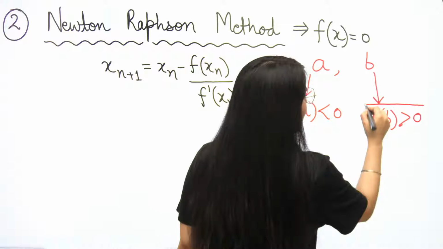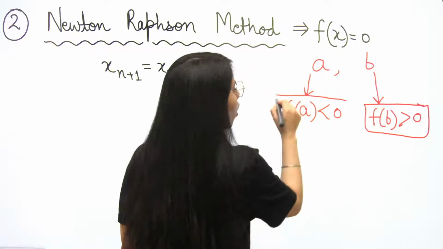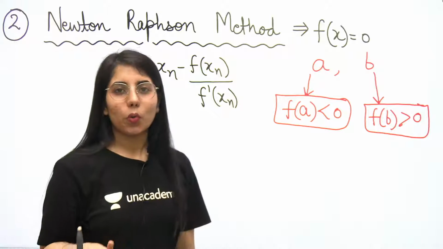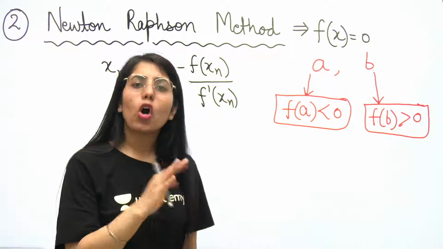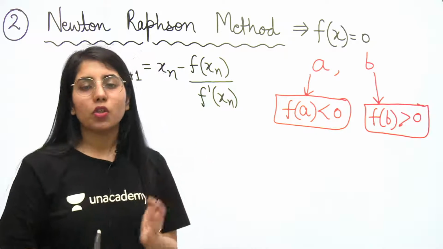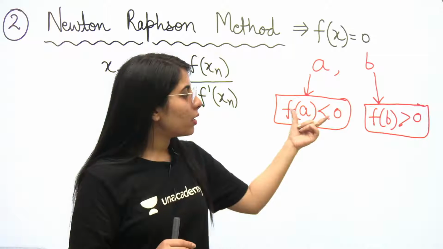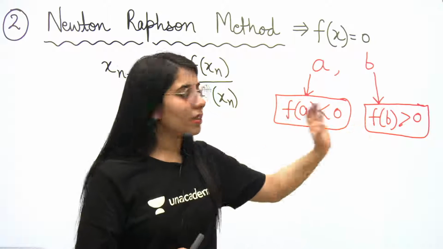The condition is the same: these two points a and b should be consecutive points. Consecutive means if a is 1, b can be 2. If a is 5, b can be 6 or 4. So consecutive numbers should be there, and they should be such that the function's value at one point is less than 0, and at another point greater than 0.